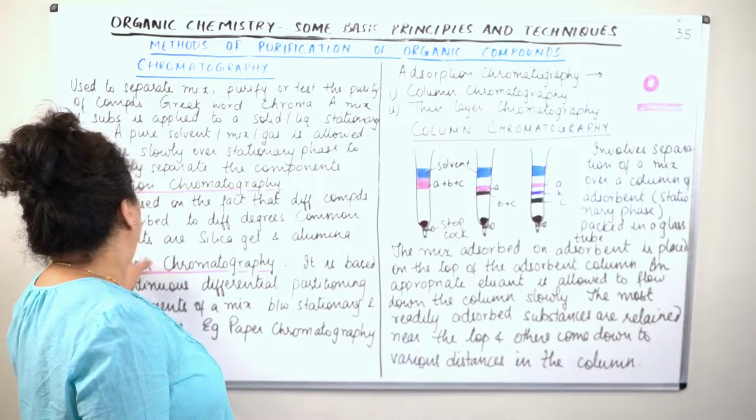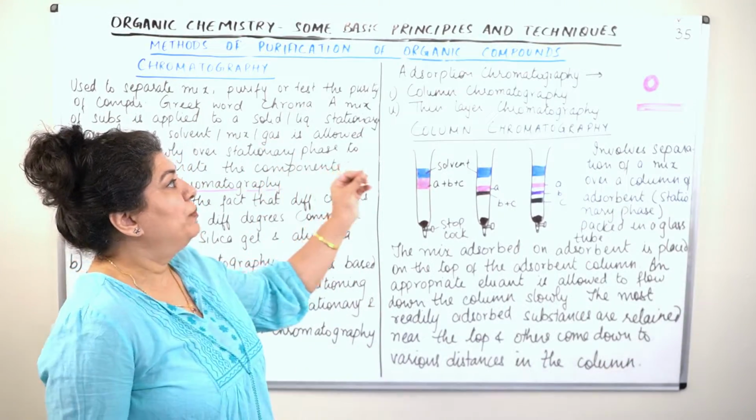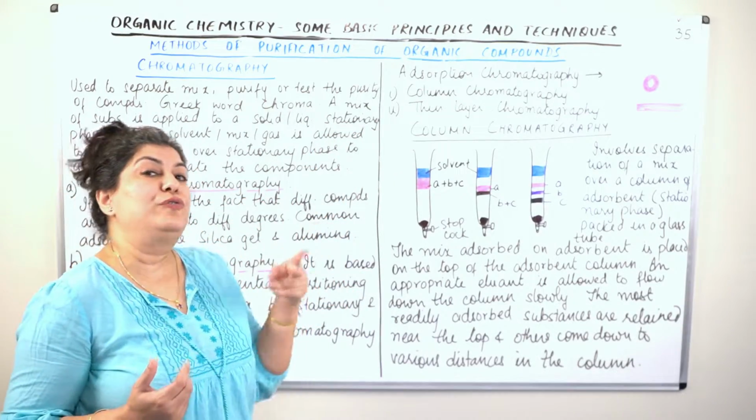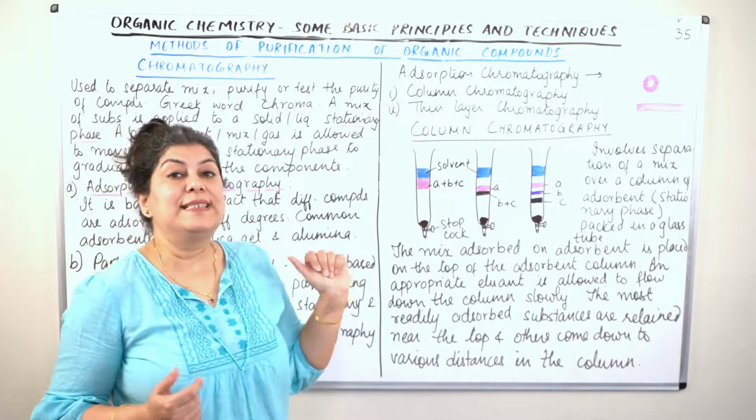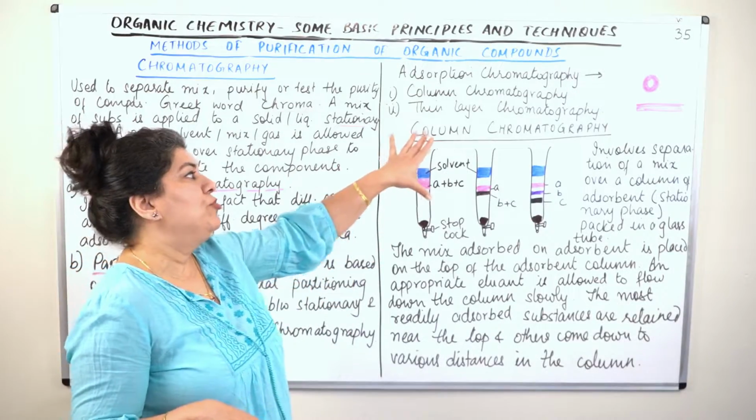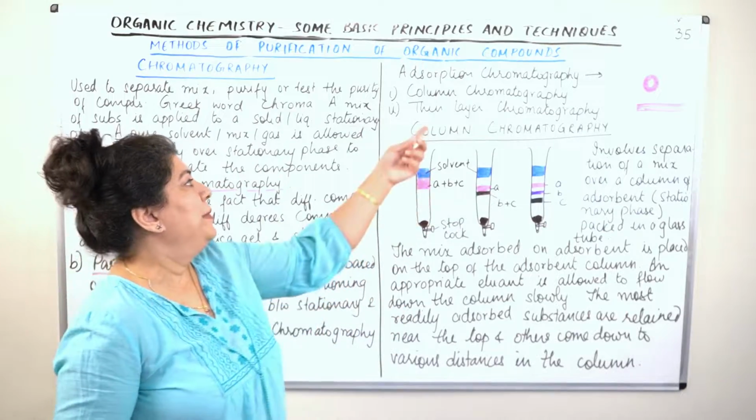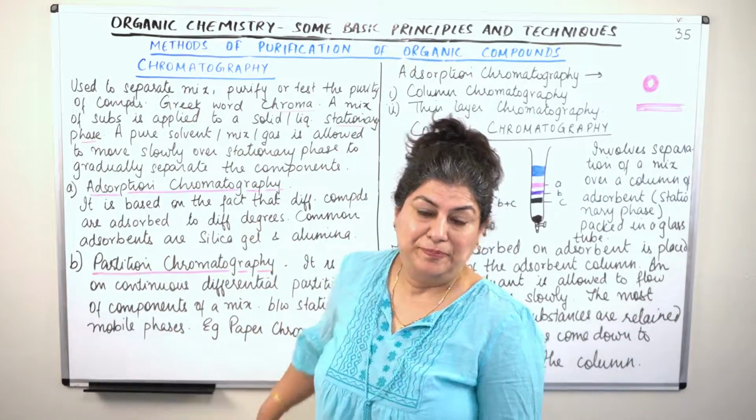So now we come to the first category of chromatography, that is adsorption chromatography. Adsorption chromatography is further of two types. One is known as column chromatography and the second is known as thin layer chromatography. So in this video, I'm going to discuss the first, that is column chromatography. In the next video, I'll be discussing thin layer chromatography and paper chromatography.